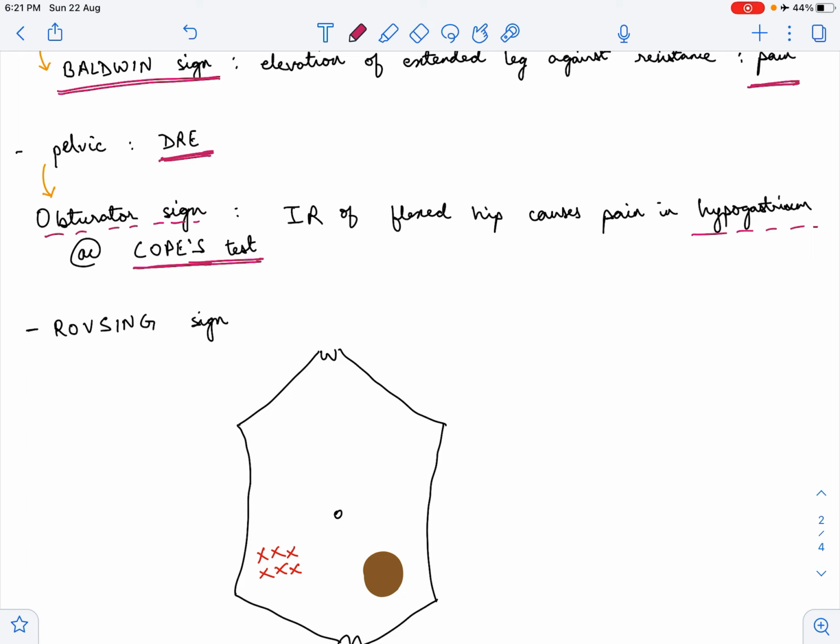Actually, one very easy way of remembering signs is, instead of calling it obturator sign, also called Cope's test, you should call it Cope's obturator sign.